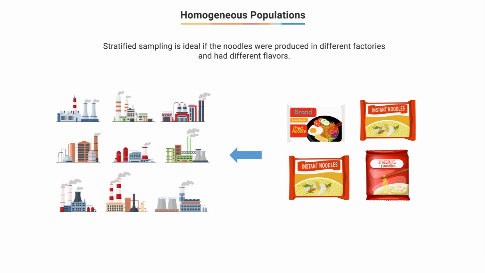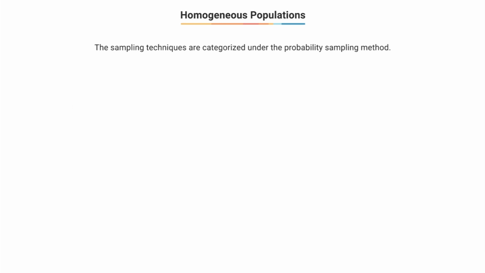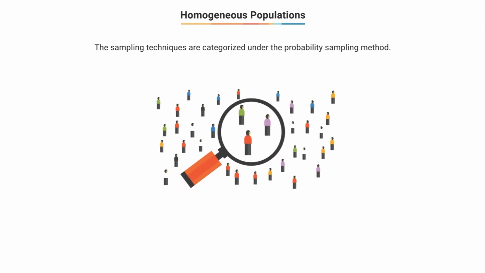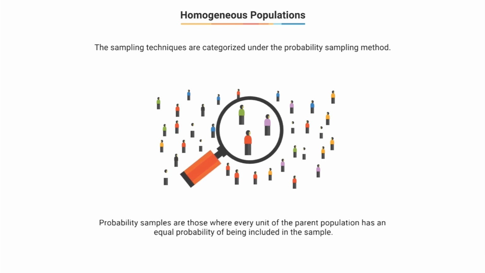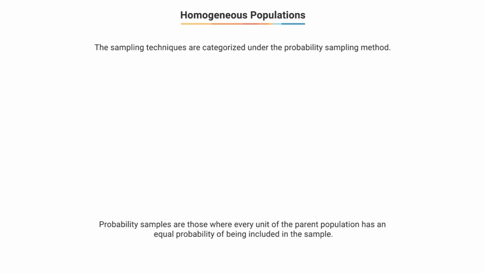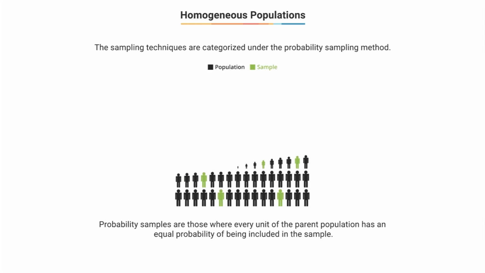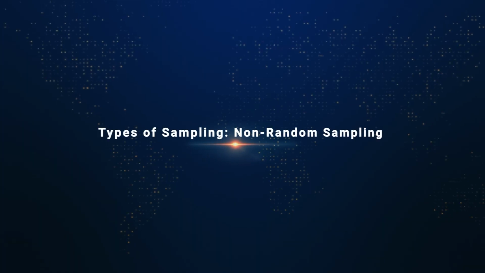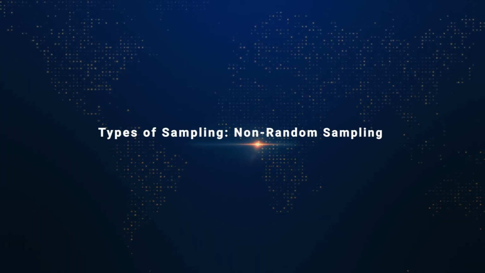the recommended method. One important thing to note is that all the sampling techniques learned until now are categorized under random sampling or probability sampling methods. So probability samples are types of samples where every unit of the parent population has a known chance of being included in the sample. Types of sampling: non-random sampling.